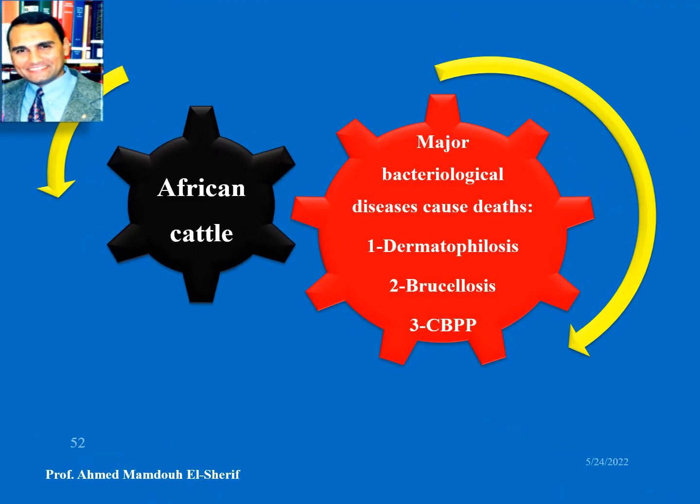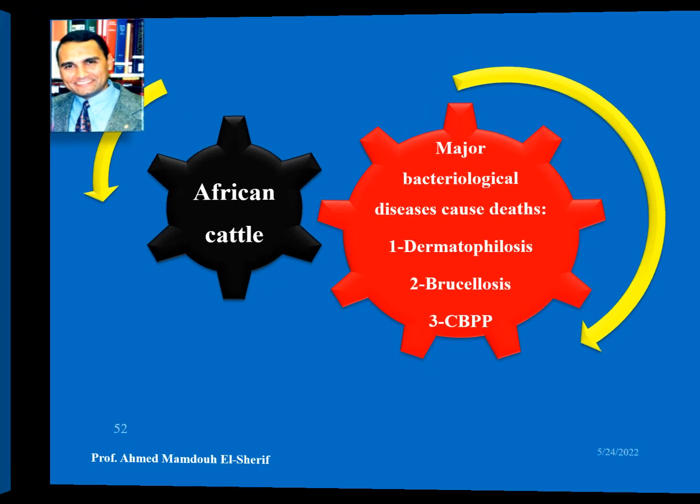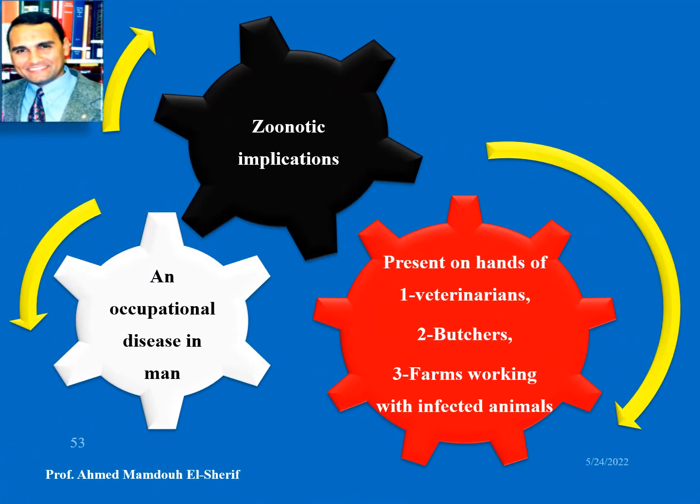Economic importance in case of African cattle. Major bacteriological diseases that cause deaths are dermatophilosis, brucellosis, and contagious bovine pleuropneumonia. Zoonotic implications: dermatophilosis is an occupational disease in humans, present on the hands of veterinarians, poachers, and farmers working with infected animals.